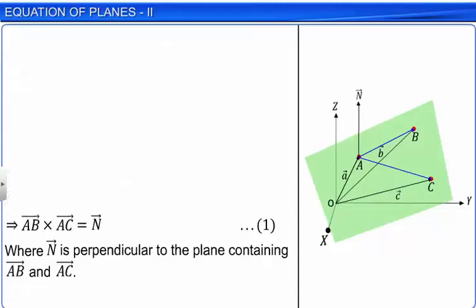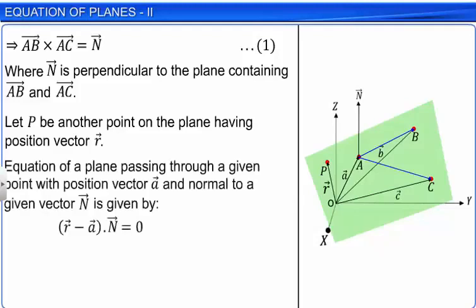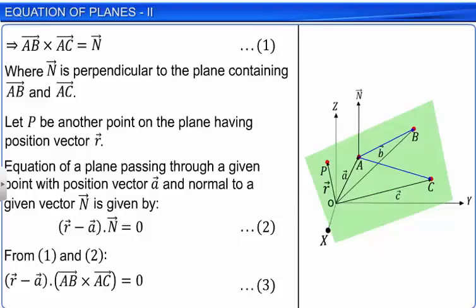Let P be another point on the plane having position vector r. We already know that the equation of a plane passing through a given point with position vector A and normal to a given vector n is given by equation 2. Substituting the value of vector n from equation 1 in equation 2, we get equation 3.